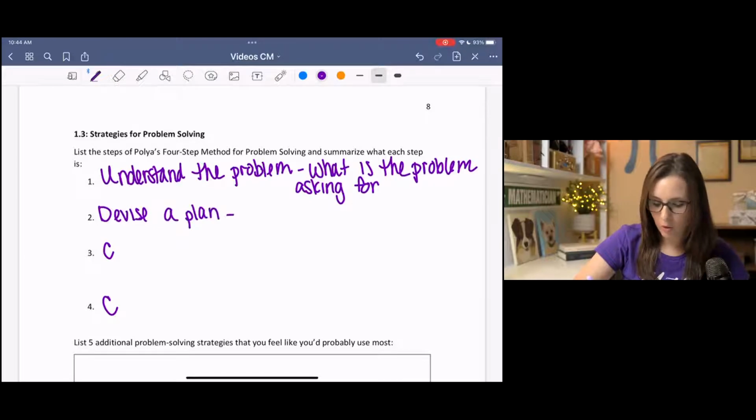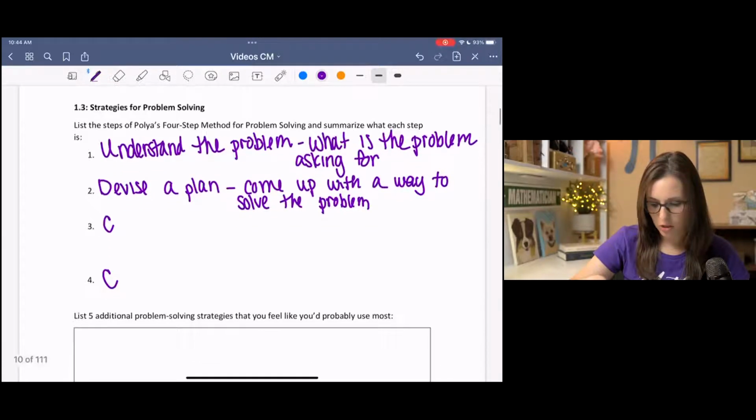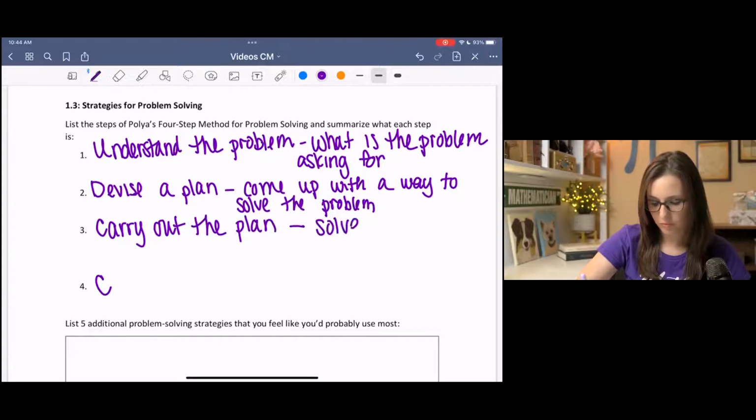So come up with a way that you think you can successfully solve this problem. A way to solve the problem. And there's several different methods for that step that we're actually going to look at today. The next step is to carry out the plan, which means you're solving the problem. I might even name this step solve instead of carry out the plan.